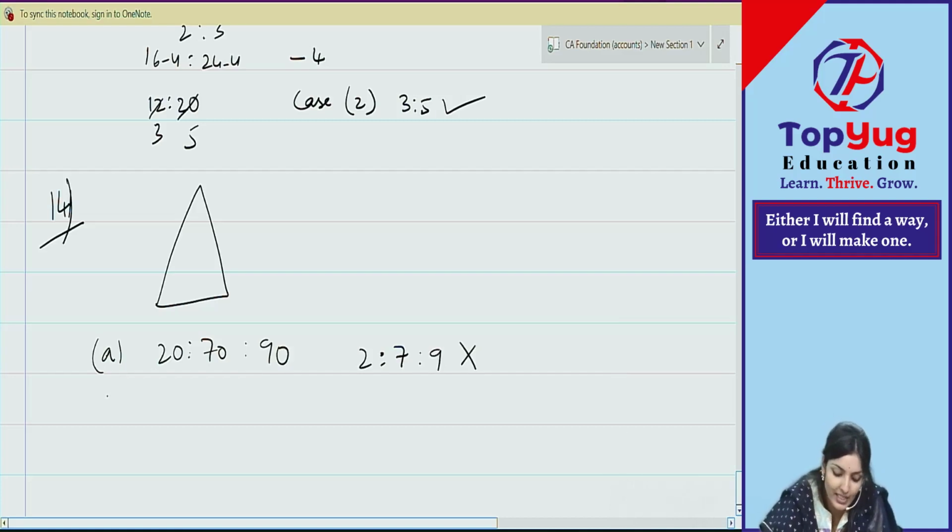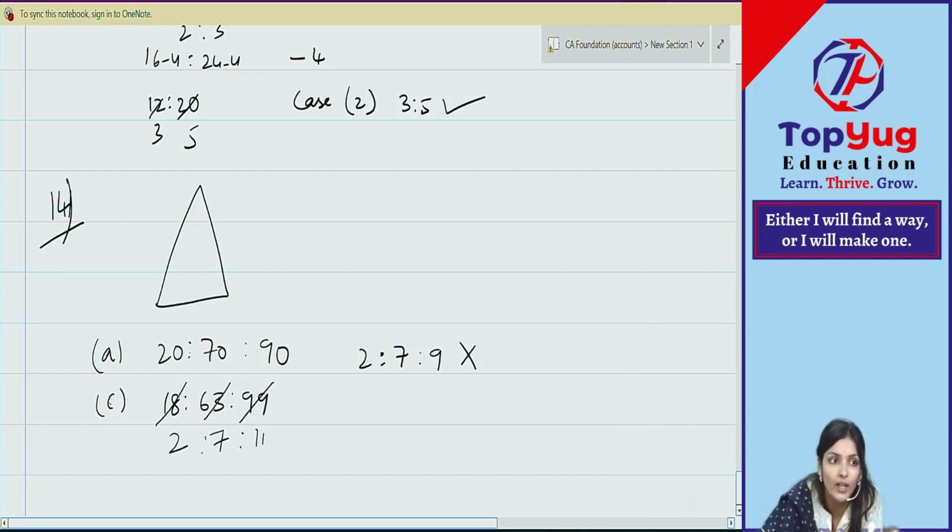Now directly I talk about the option 4. One minute. Where is the 14? C. So 18 is to 63 is to 99. So 9 twos are, 9 sevens are, 9 elevens are. Is it satisfying? So option C is the right option.